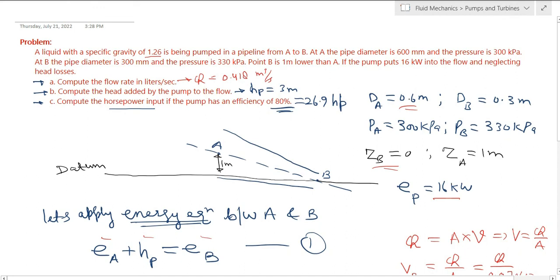In the coming lectures we are going to solve more problems on pumps and turbines and other fluid mechanics problems.